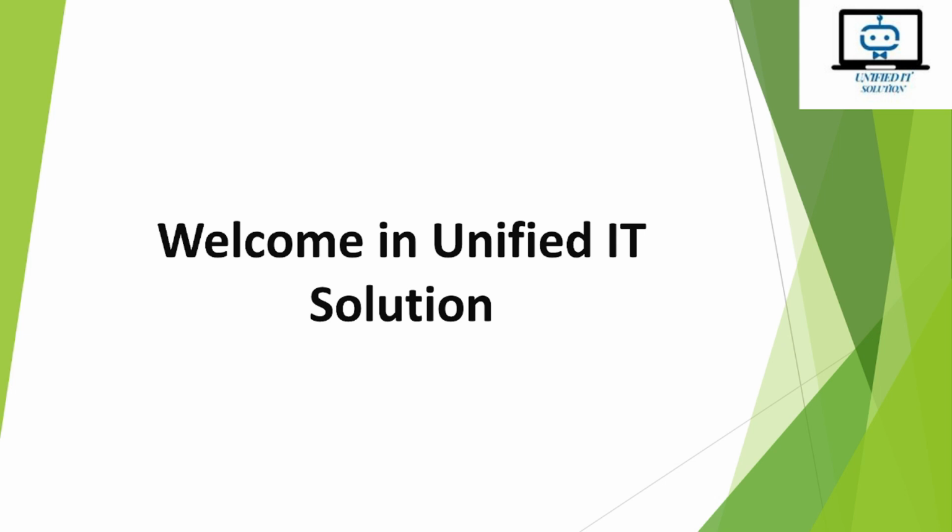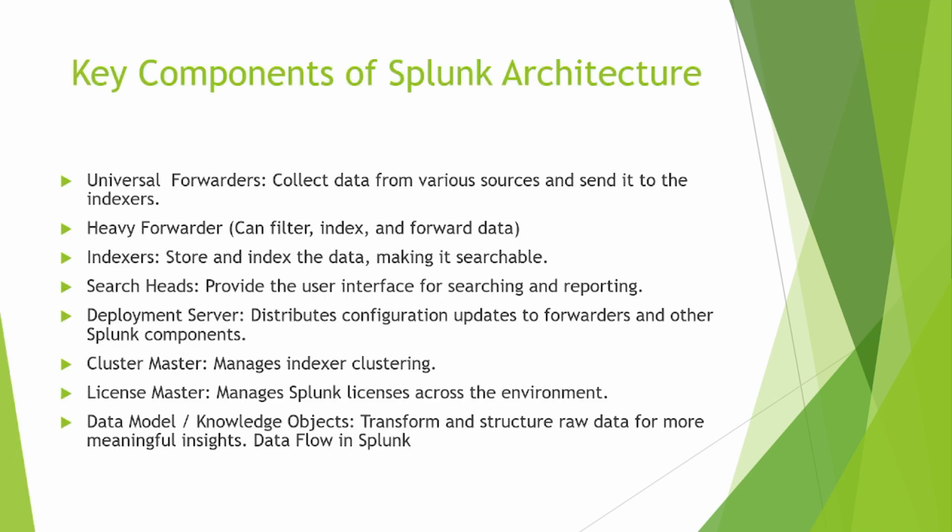Today we are going to discuss the Splunk architecture. So let's start. The main key component of Splunk architecture is the universal forwarder, which is used to collect the data from various sources and send it to the indexer. If you have a heavy forwarder, it will send first to the heavy forwarder and then to the indexer. The next component is the heavy forwarder, which can filter your data, index it and forward it to the indexer. The indexer is where it stores your data, indexes the data and makes it searchable.